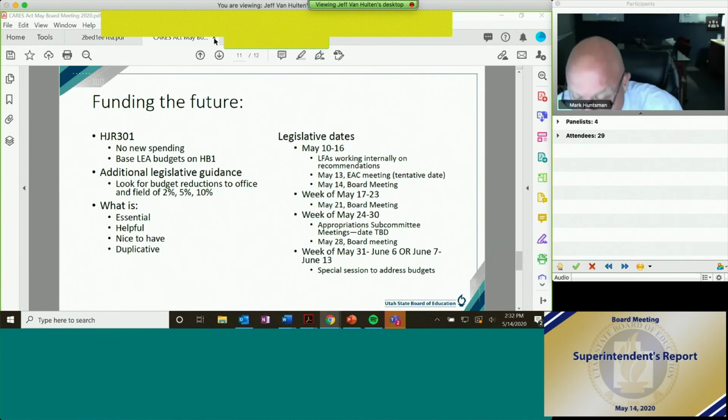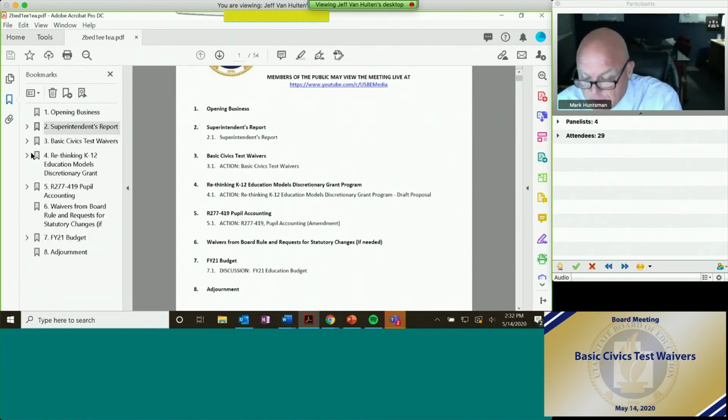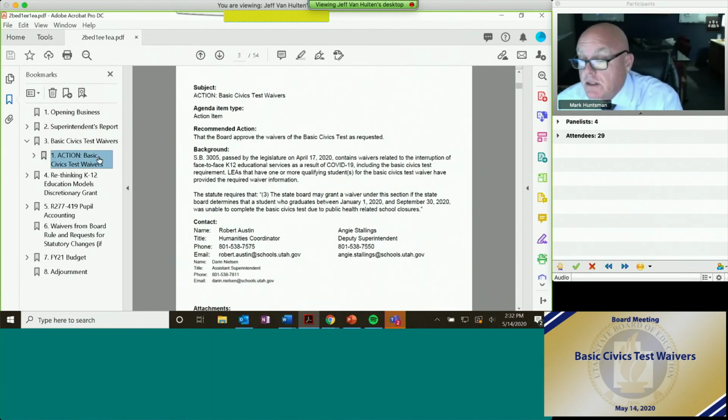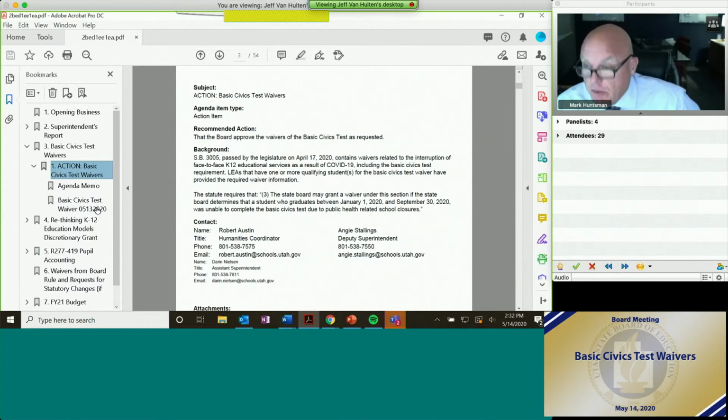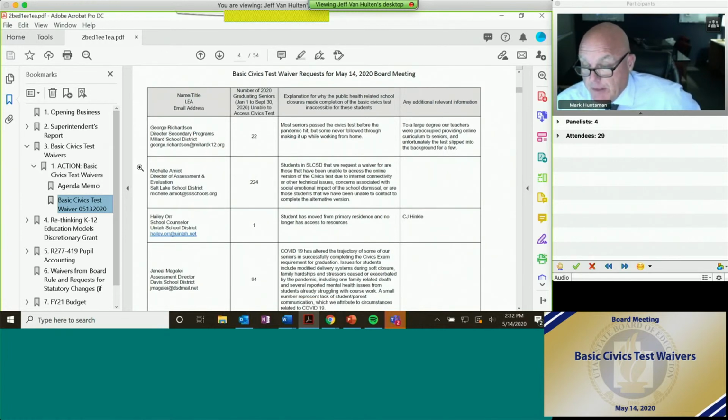The next item is basic civics test waivers. We have Assistant Superintendent Darren Nilsson. You want to take point on this? I don't think we need to get way down in the weeds where we were last week, but we know it's on today's agenda. Most likely, it'll probably be on again next week, as the LEAs are submitting their waivers. Assistant Superintendent Darren Nilsson.